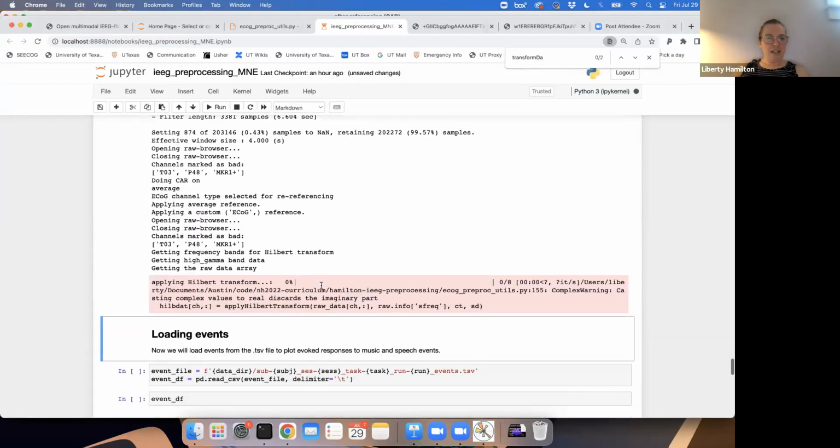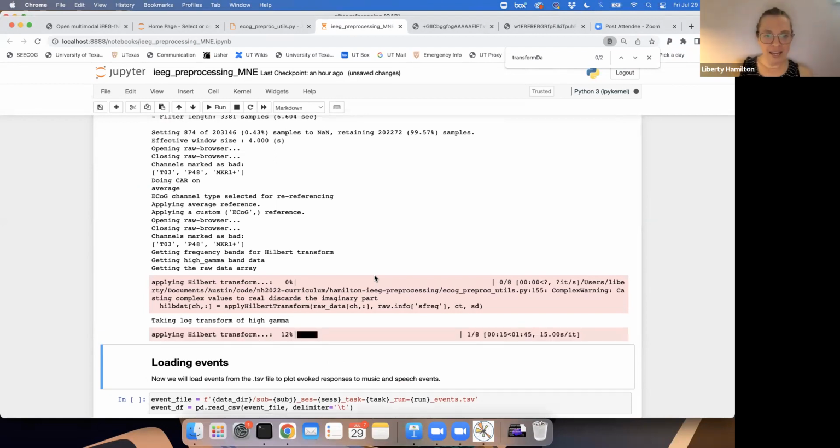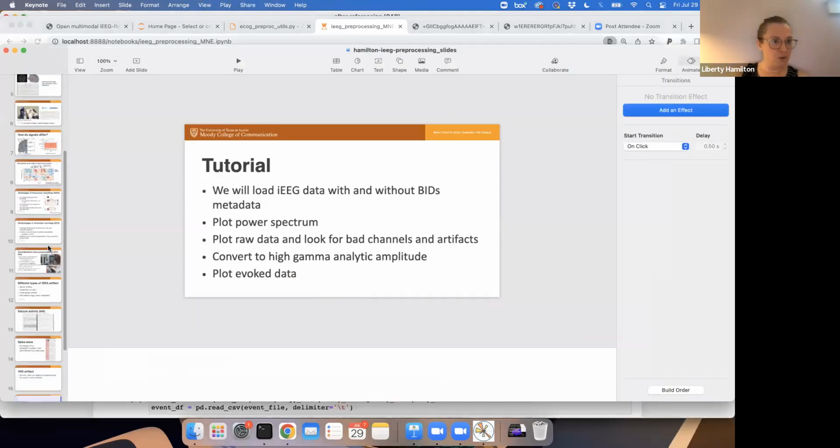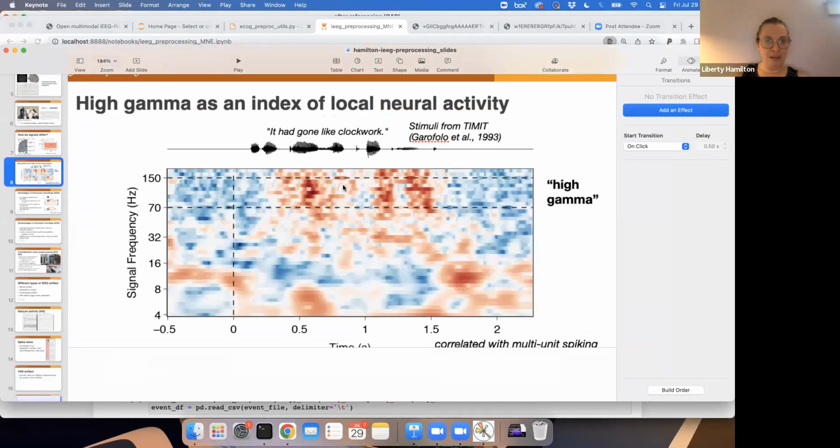If I go back here, it is going to be applying the Hilbert transform in an 8-band setup. What this will do is allow you to collapse across those 8 bands in order to get a higher signal to noise estimate of the high gamma activity. So what I'm calculating right now is the power in 8 different bands from 70 to 150, as I'm showing here on the slides.